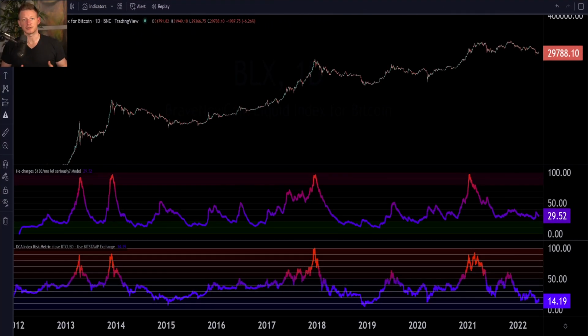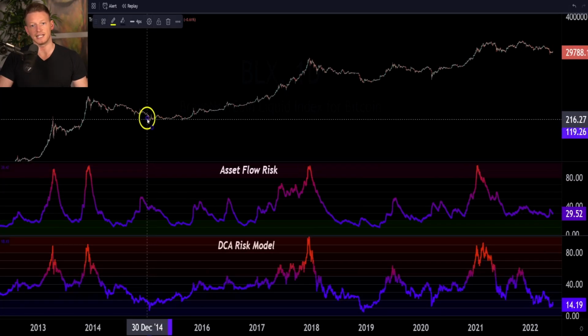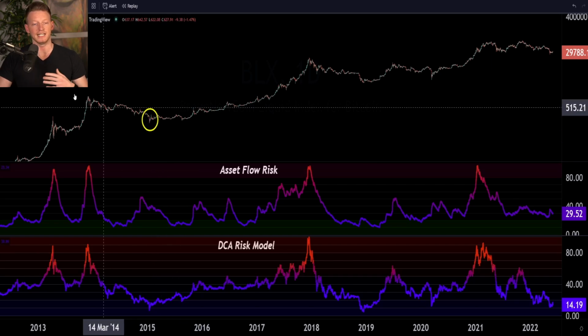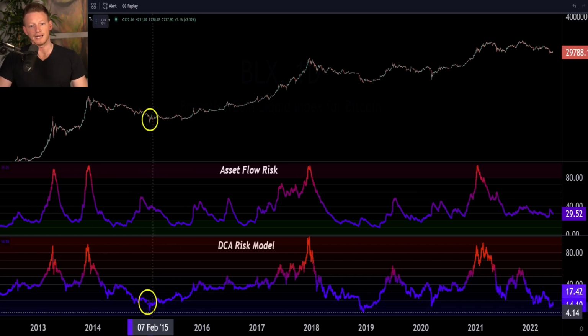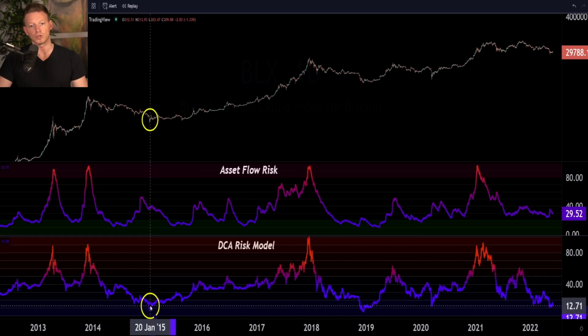So with that trajectory of Bitcoin over time in mind, what we can do then is come back and look at the DCA index risk model in relation to the asset flow model. And we can see how they're going to be similar in certain circumstances and much different in others. Specifically, we can see here that the DCA index risk model is pointing out these market cycle bottoms. Like here, it's saying that this asset is so significantly oversold that we are very likely at or near a bottom.